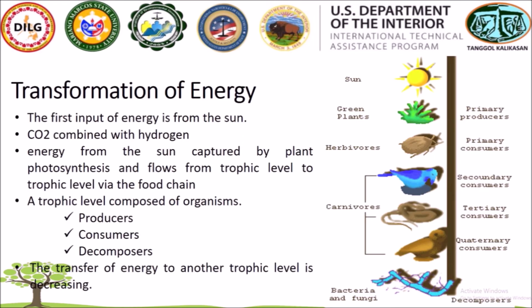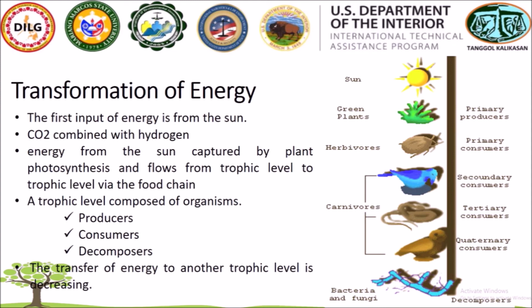The transformations of energy in an ecosystem begin first with the input of energy from the sun. Energy from the sun is captured by the process of photosynthesis. The carbon dioxide is combined with hydrogen that was derived from the splitting of water molecules to produce carbohydrates. The figure portrays a simple food chain in which energy from the sun, captured by plant photosynthesis, flows from trophic level to trophic level by the food chain.